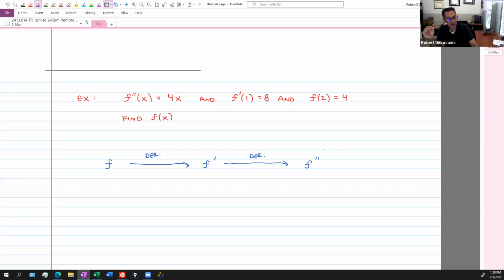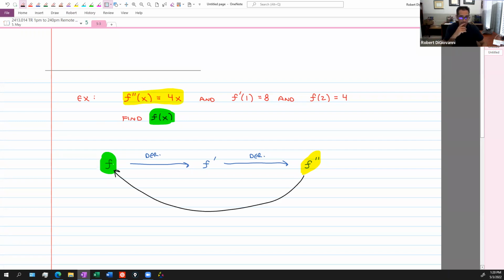What I'm giving you here is the second derivative of a function. So I'm giving you this, right? And what I'm asking you to do at the end is tell me what f of x is. So I want you to go back to this. I want you to somehow go from here back to here. But there's a problem. When I go from f double prime, if I try and go backwards, I do an antiderivative.